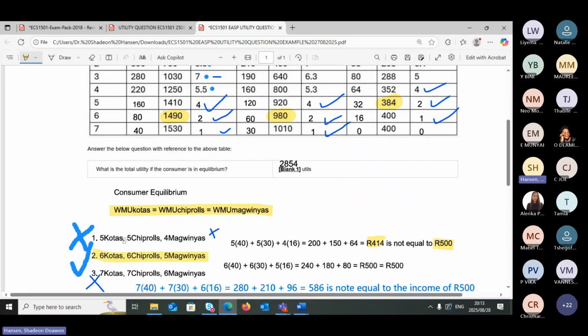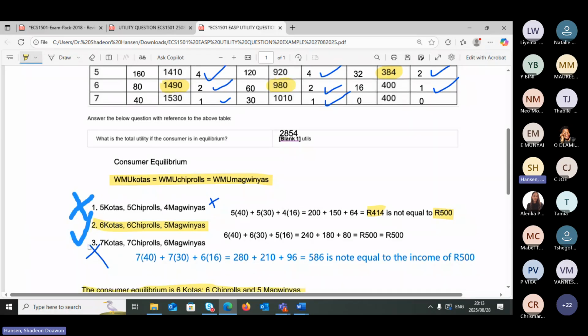So we disregard that. Then of course we looked at the third one, because the second one was actually the correct one, our true consumer equilibrium, but we looked at the third one just for reference purposes. We took the 7 quotas multiplied by the price of quotas, plus 7 Chipperals multiplied by the price of Chipperals, plus 6 Maguinhas multiplied by the price of Maguinhas. The total value that we got there is 586 rand, which is greater than the total income of 500.